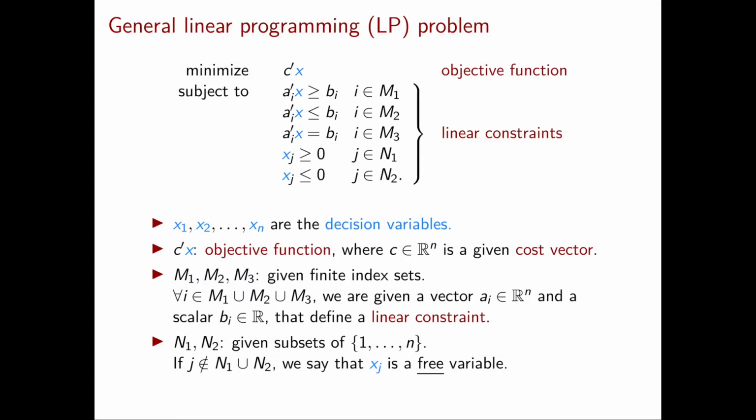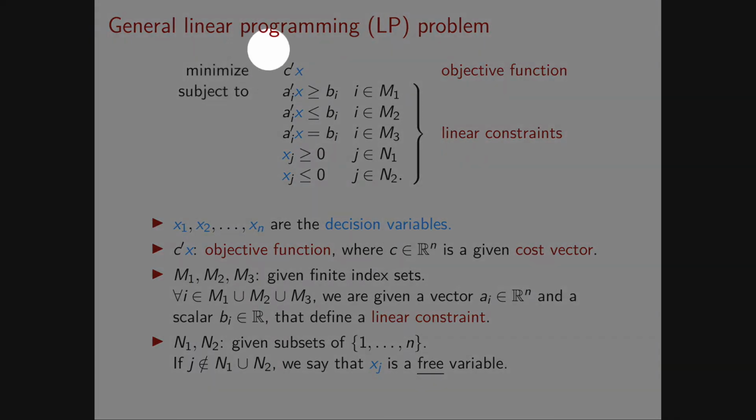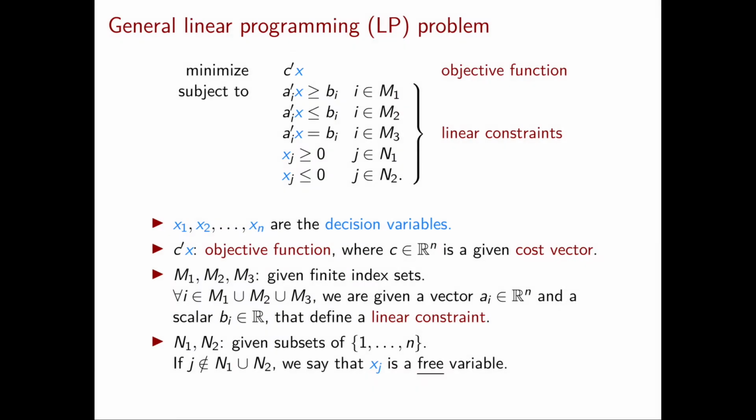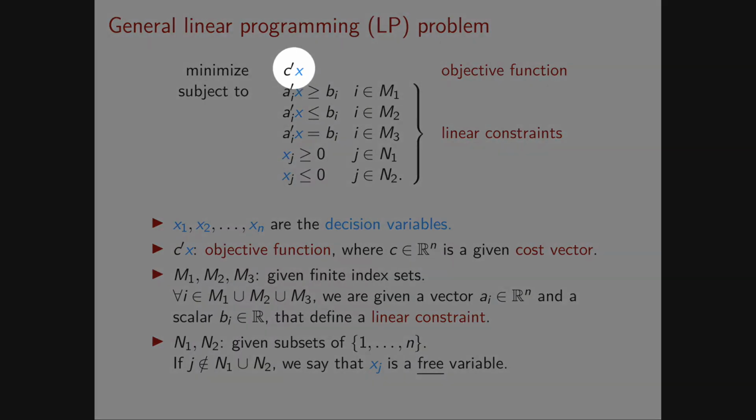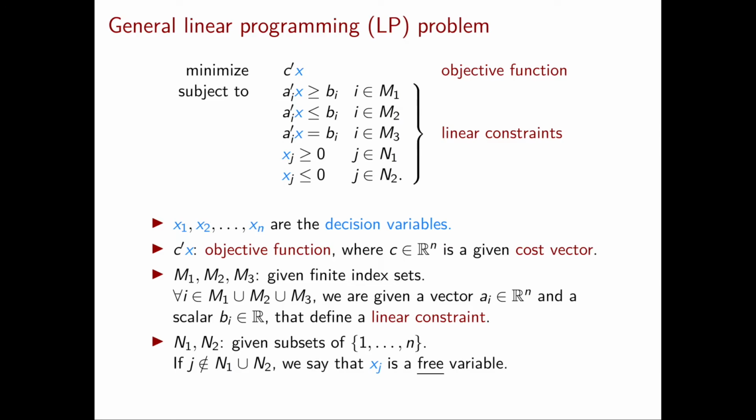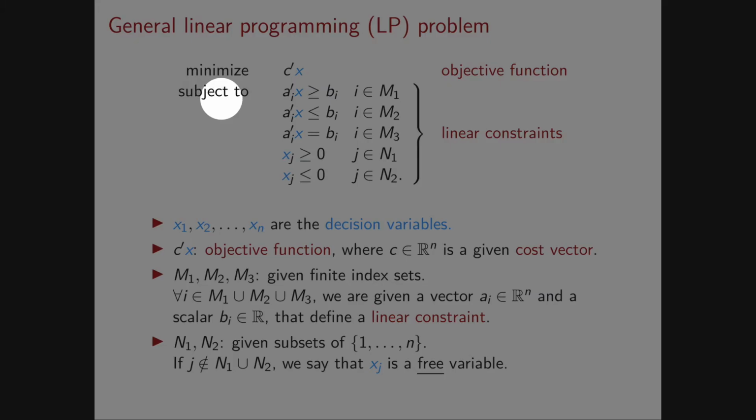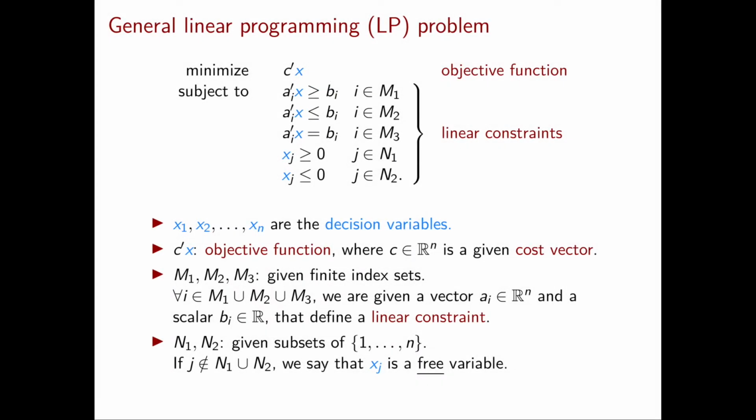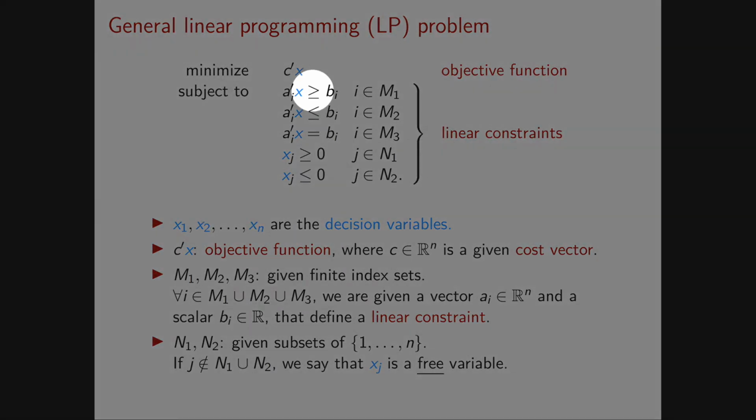Now that we've seen an example of a linear programming problem, we are ready to formally define a general linear programming problem. In a general linear programming problem, we minimize the objective function c transpose x. c is a vector in R^n, which is called the cost vector. Then, we have a number of constraints, and these constraints can be of several different types. Let's start with the type greater than or equal to. So these are constraints of the type a transpose x greater than or equal to b.